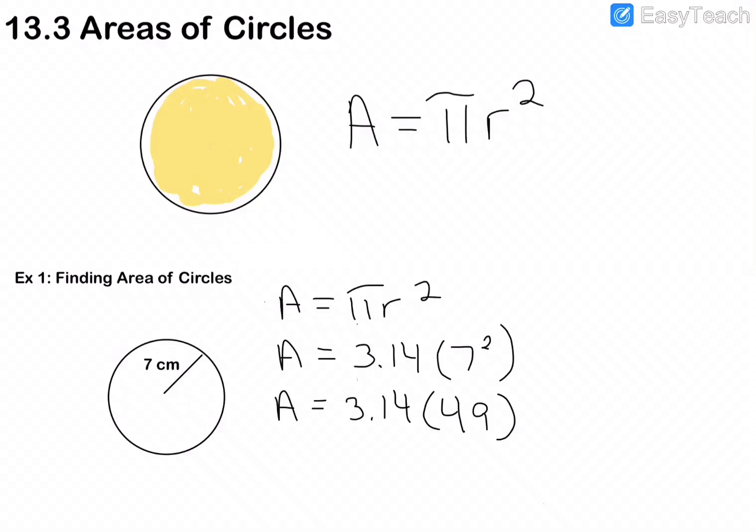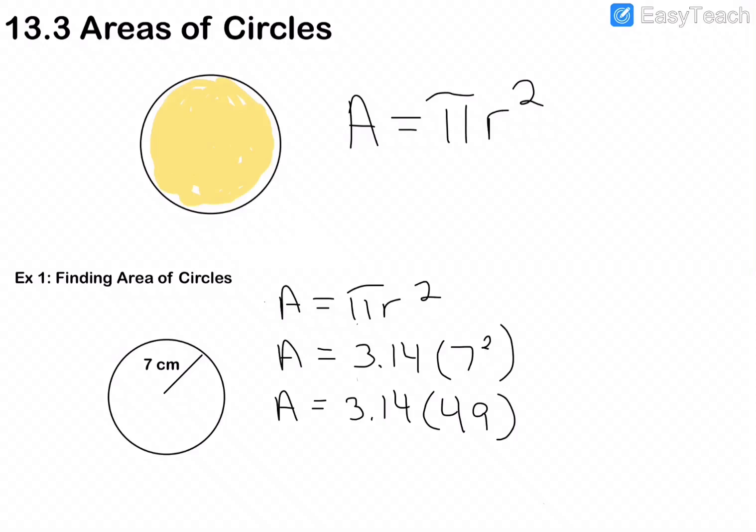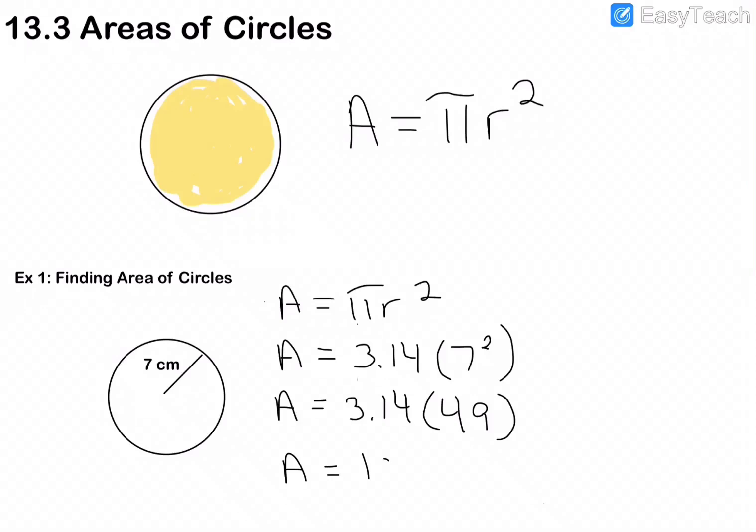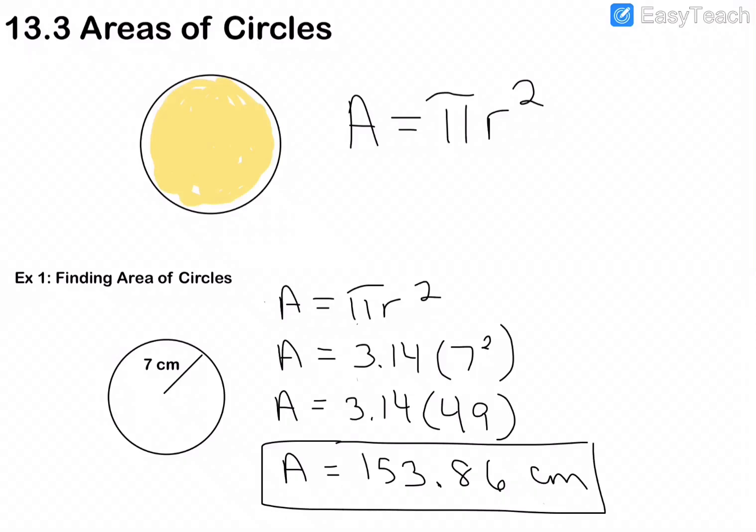Remember, when we square a number, you are multiplying that number by itself. It is not 7 times 2, it is 7 times 7. So 3.14 times 49, my area equals 153.86 centimeters. It's as simple as that. You're just plugging in the numbers that you know.